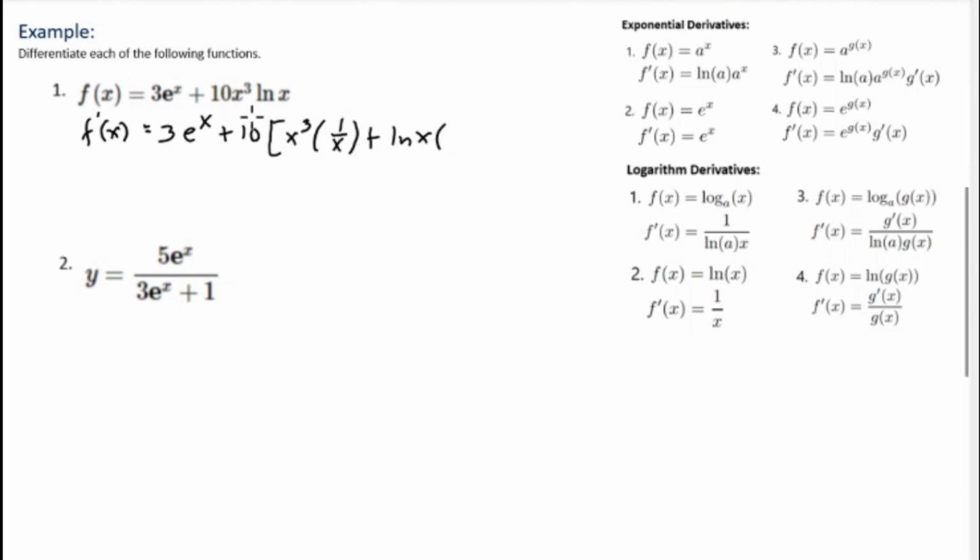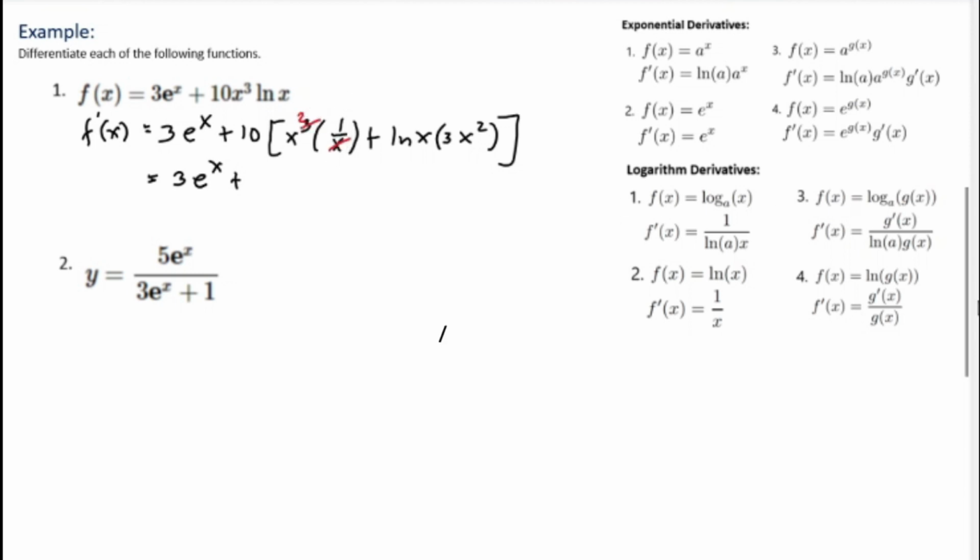then what is the derivative of x cubed? Based on the power rule, it is 3x^(3-1), or 3x^2, and close parentheses. And after that, we simplify. Copy 3 times e^x plus 10 multiplied by x cubed times 1 all over x. x cubed over x, cancel out x, so x^2.